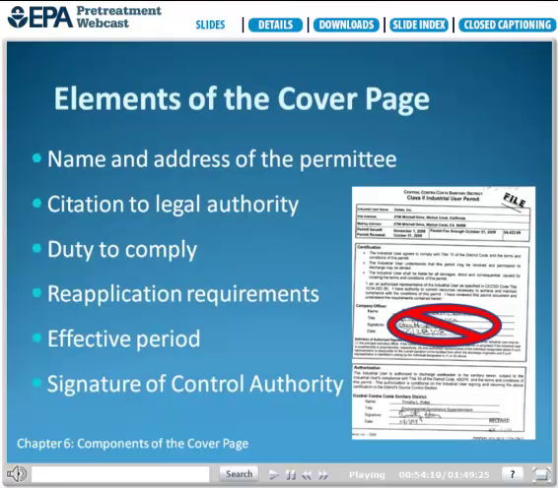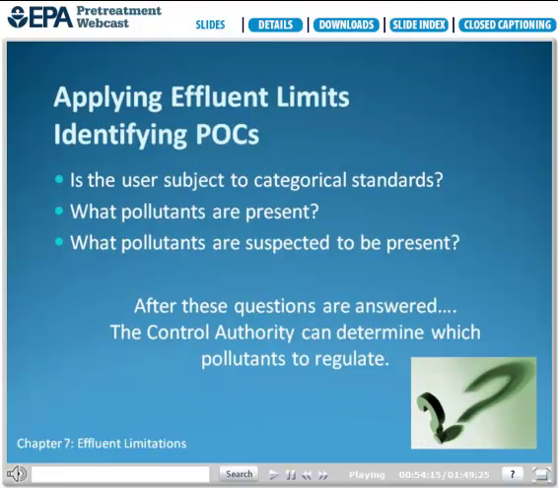An important part of the permit is the list of effluent limits that the IU must comply with. Prior to applying any effluent limits, the permit writer must first identify pollutants of concern that need to be regulated. The permit writer must consider whether the industrial user is subject to categorical pretreatment standards and the pollutants that are present or may be present in the wastewater. When a determination can be made as to what pollutants to regulate and the monitoring frequency.